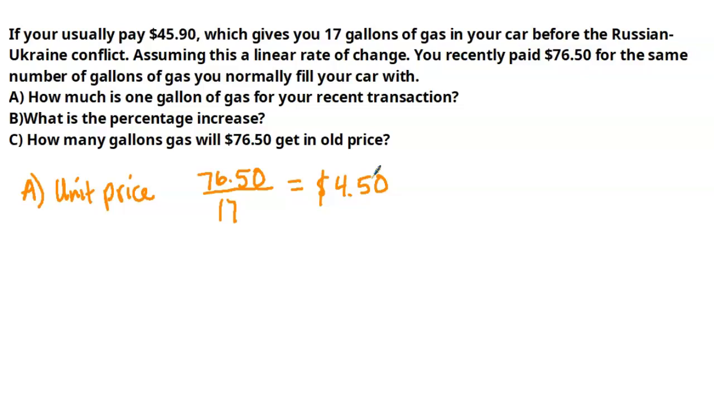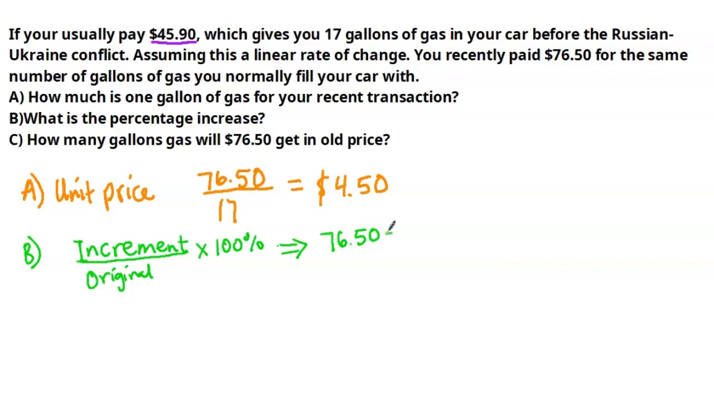It asks, what is the percentage increase? For us to find the percentage increase, I don't want to just throw out a formula here, but we need to master this. We have to know that it was $45.90 and now it's $76.50. What has happened? What is the increment? Once we know the increment, we have to know the original, and then 100%, because we are talking about percent. This implies that the increment is 76.50 take away 45.90, divided by 45.90, and then we multiply by 100%.